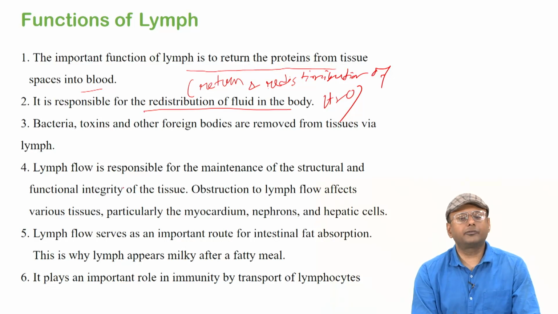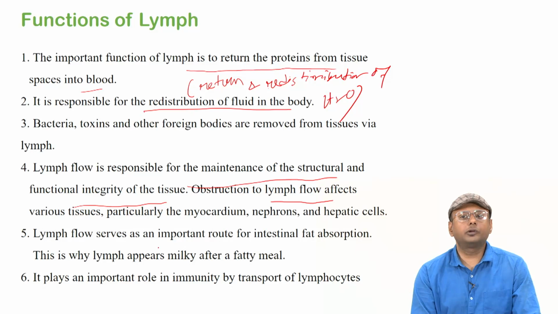Bacteria, toxin, if anything is present, the lymph has the immune cells that will destroy it. So any type of bacteria, toxin, foreign bodies or abnormal cells can be removed from the tissues via the lymph. Lymph flow is also responsible for the maintenance of the structural and functional integrity of the tissue. Obstruction of lymph flow affects various tissues, and lymphedema or enlargement of the organ can happen.